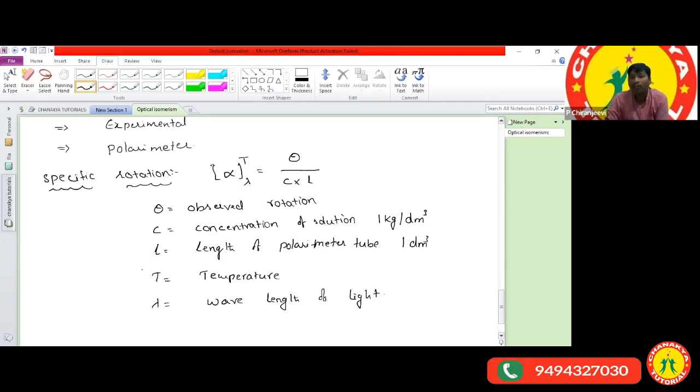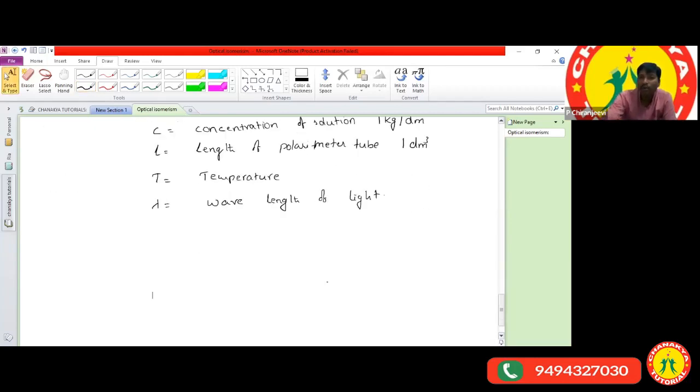Now you got the clarity, all of you? What is specific rotation? By passing plane polarized light on the optically active compound, the substance rotates the plane polarized light by some angle. That angle is what we consider the specific rotation. It is calculated by alpha is equal to theta by C into L. Clear?